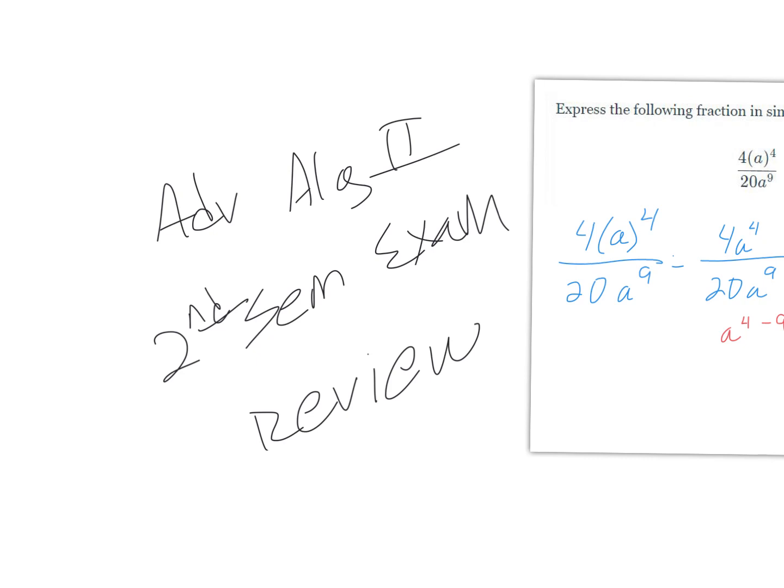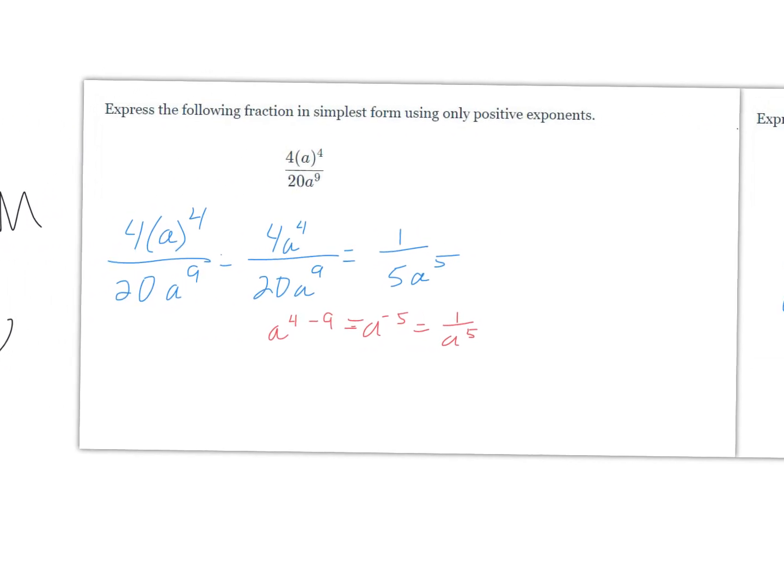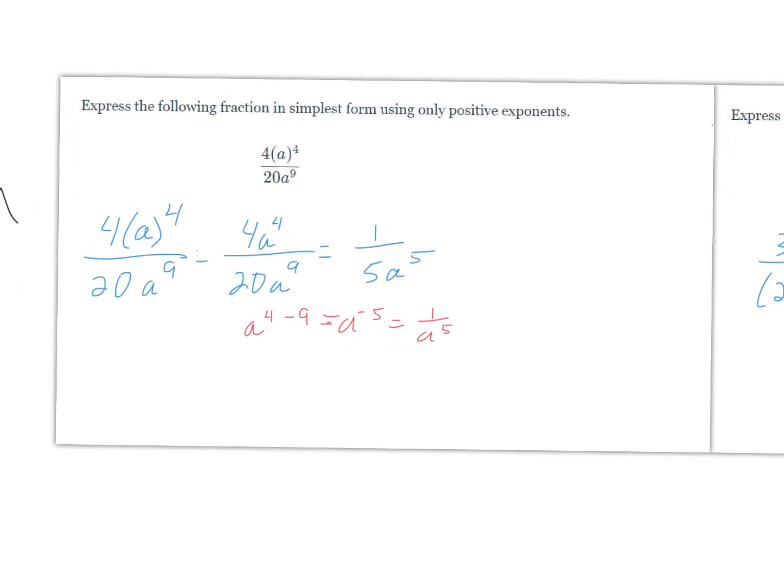Okay, in this video, we're going to be taking a look at the second semester exam review that's in Delta Math. So let's take a look at this first question. It says to express the following fraction in simplest form using only positive exponents.